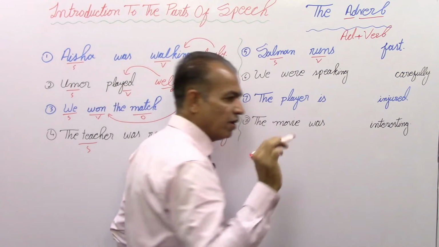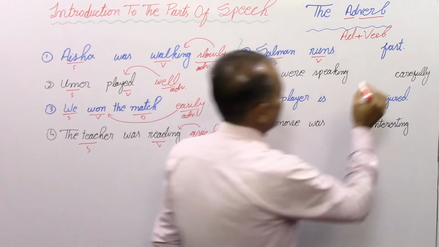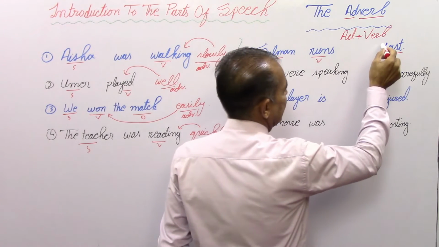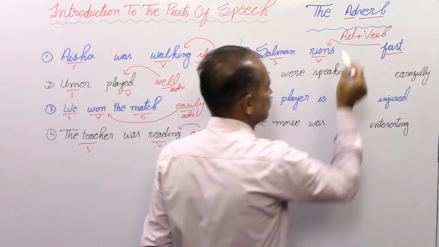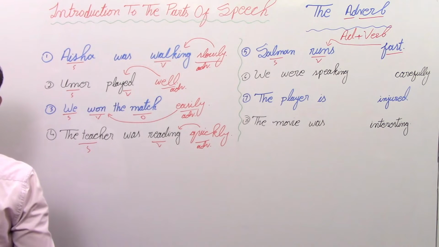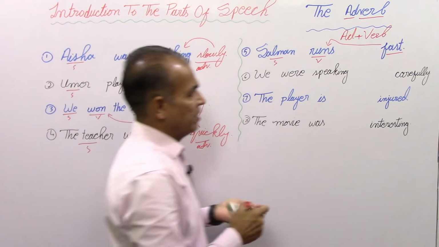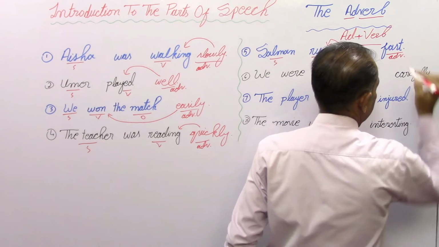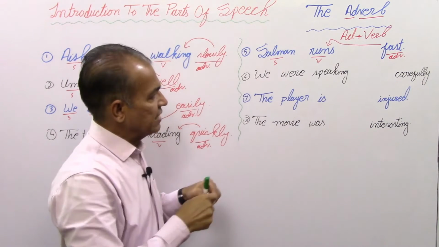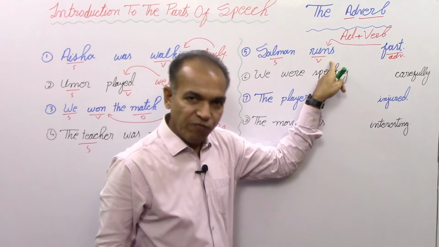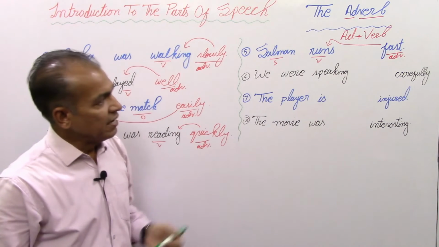Run is a verb, you know very well. And when we say Salman runs fast, you can say that fast is adding something to the meaning of this verb. So a verb that modifies a verb is called adverb. So it means that this is an adverb. Why? Because it has modified a verb. It has added something to the meaning of a verb. So that word will be called adverb.